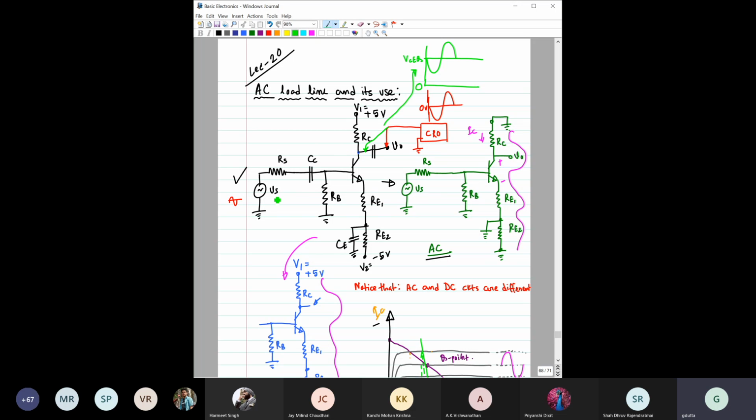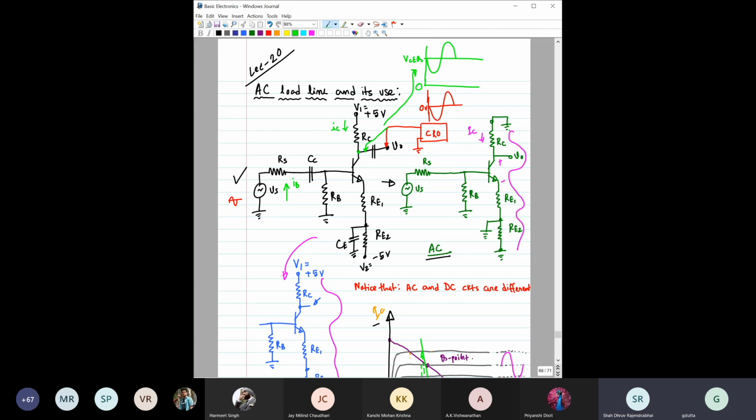Because you can understand, right? If this signal increases, then IB increases. If IB increases, IC increases. If IC increases, then this voltage decreases. It is basically like V1 plus V2 minus of this voltage, right? Yes, sir. If IC increases, then this voltage has to drop. So that way you are getting this 180-degree phase shift.